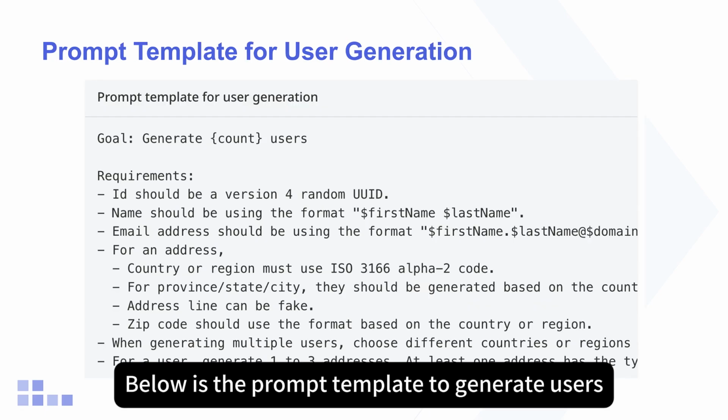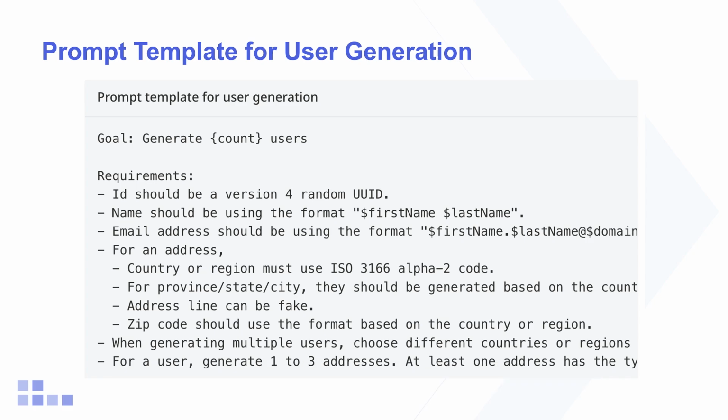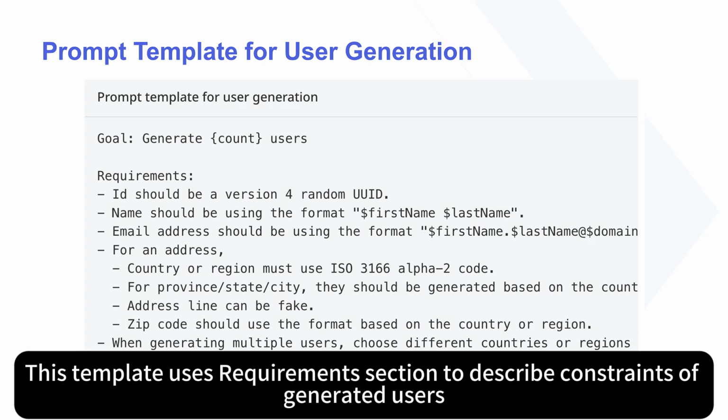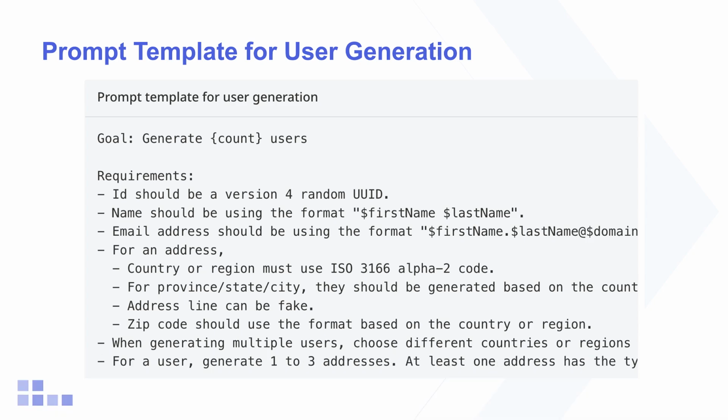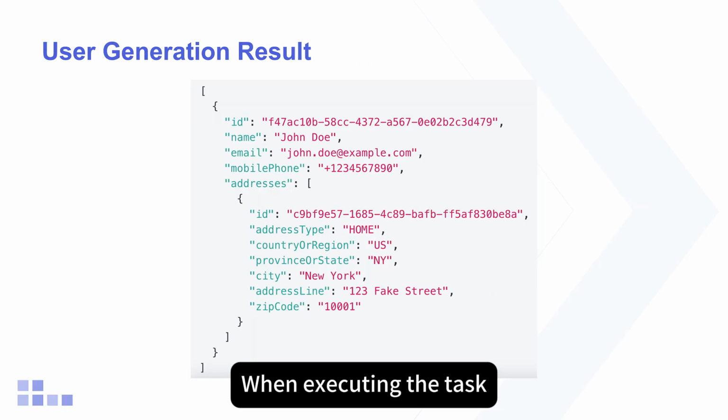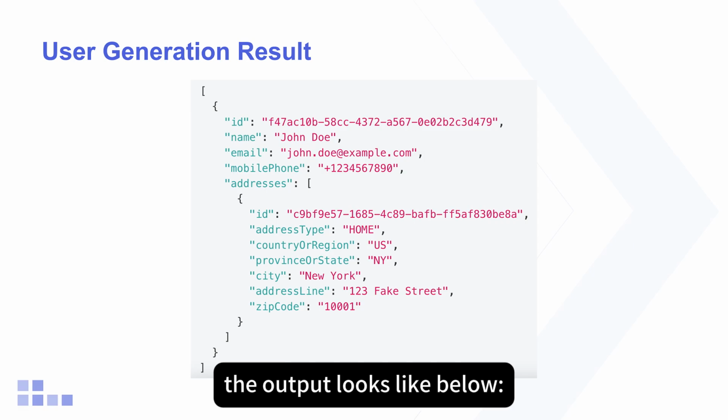Below is a prompt template to generate users. Count is a template variable to specify the number of users to generate. This template uses a requirement section to describe constraints of the generated users. This template lists requirements for each property of the user model. When executing the task, the output looks like below.